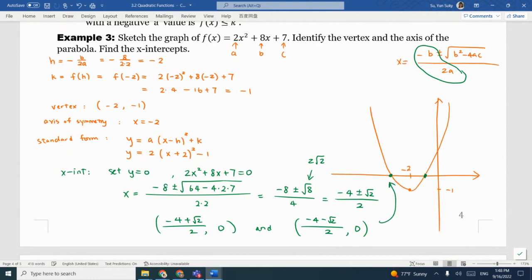So these are the x-intercepts. So far, so good, everybody? Yes? Awesome. Okay, let's keep going.